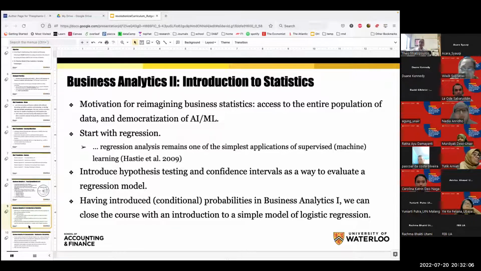And what we would like to do is close this course, the introduction to statistics, by introducing conditional probabilities. Talk about Bayes. Why? Because if they understand conditional probability and can understand logistic regression, guess what? Now we're giving them a second example of machine learning. First year students. We don't expect them to go and build machine learning models, but they can sit in a conversation where someone is talking about machine learning and understand what's going on.